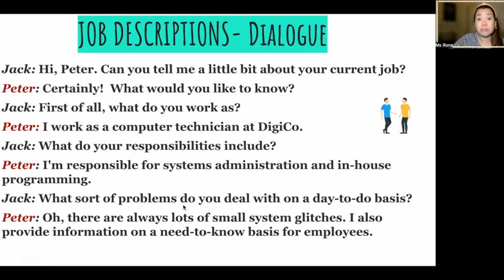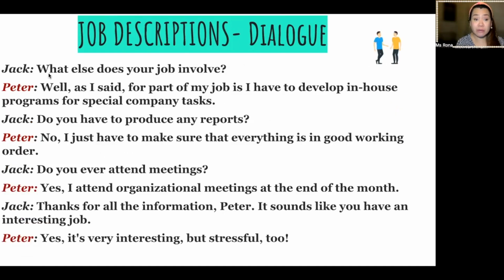What sort of problems do you deal with on a day-to-day basis? Oh, there are always lots of small system glitches. I also provide information on a need-to-know basis for employees. So what else does your job involve? Well, as I said, part of my job is I have to develop in-house programs for special company tasks.